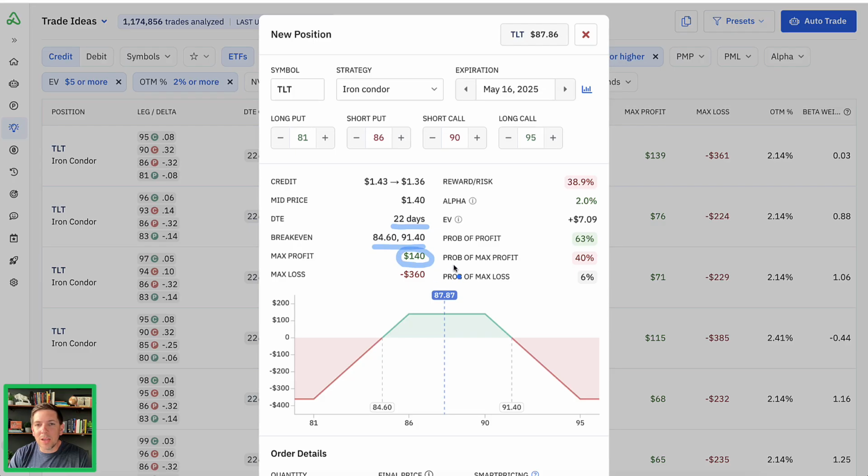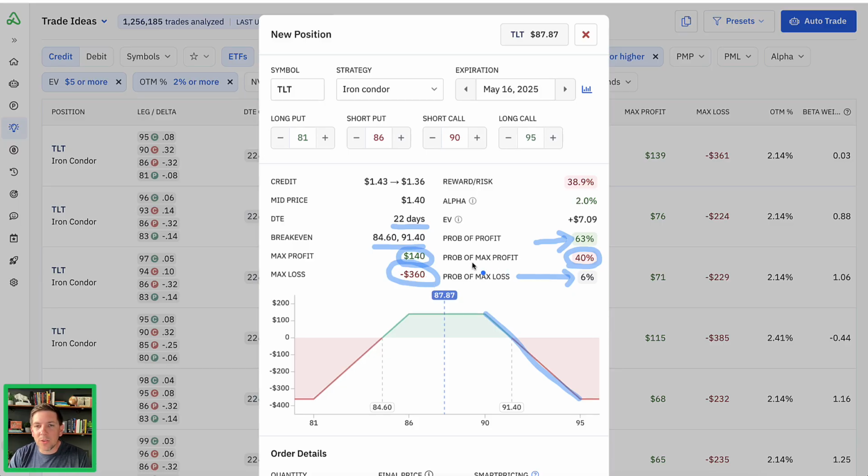The probability of the max profit is about 40%. That's because we have a long sloping line here where we could get partial profits and partial losses. But the probability of profit overall in this position is about 63%. Probability of max loss is less than 10%, at 6%. And the max loss, if we were to lose, is $361.